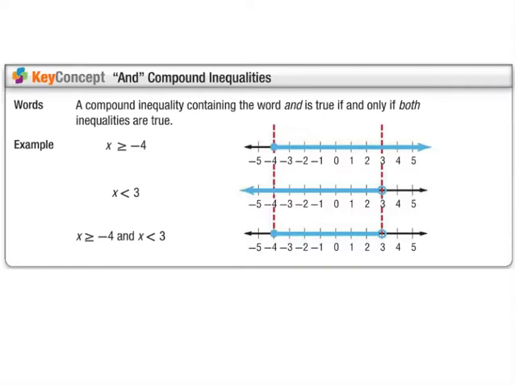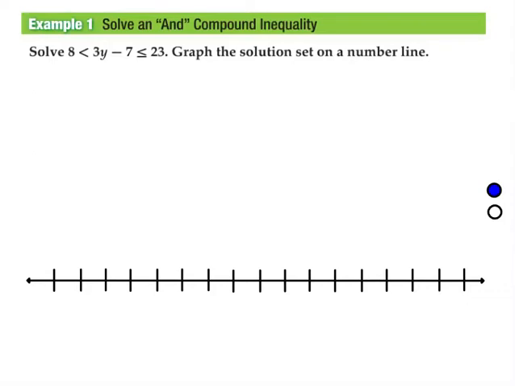Okay, so let's look at an example of this. It says solve 8 is less than 3y minus 7 is less than or equal to 23. Now this, believe it or not, is actually an and statement, but I'm going to leave this written this way, and I'm going to show you a way to solve this.